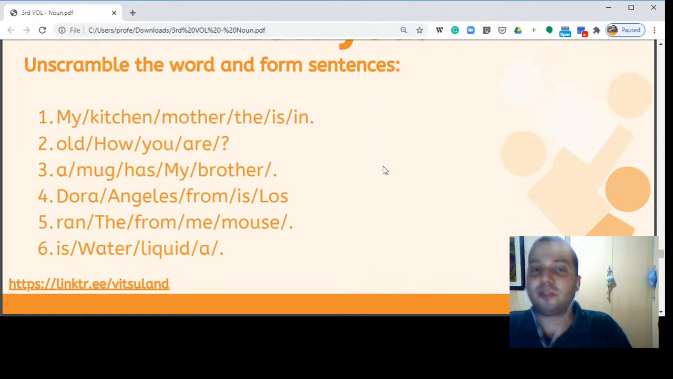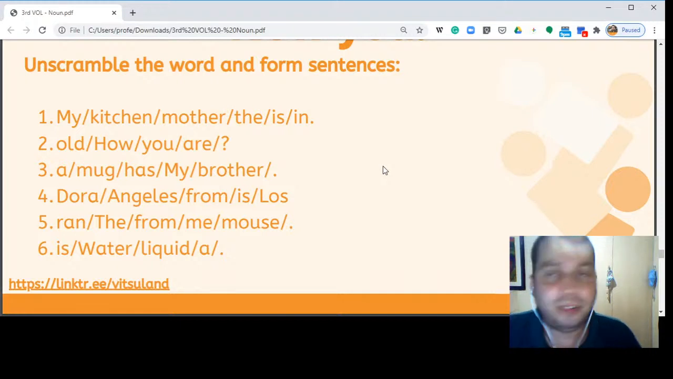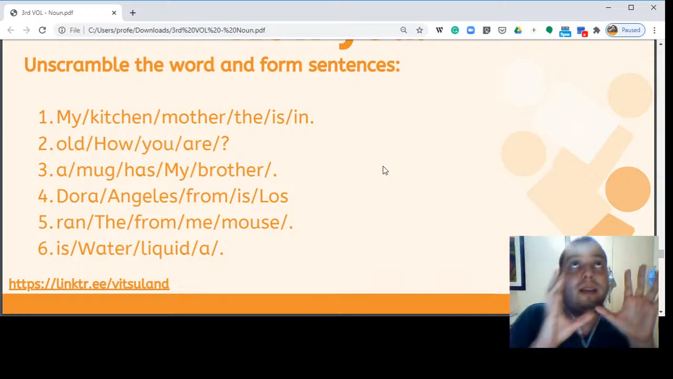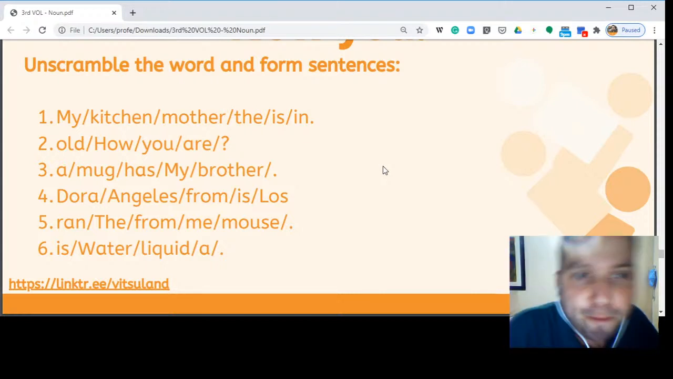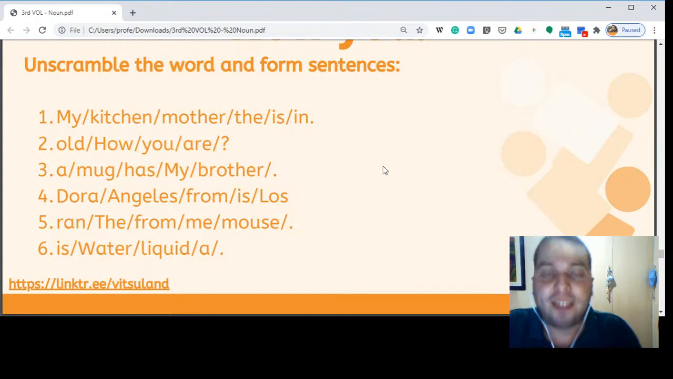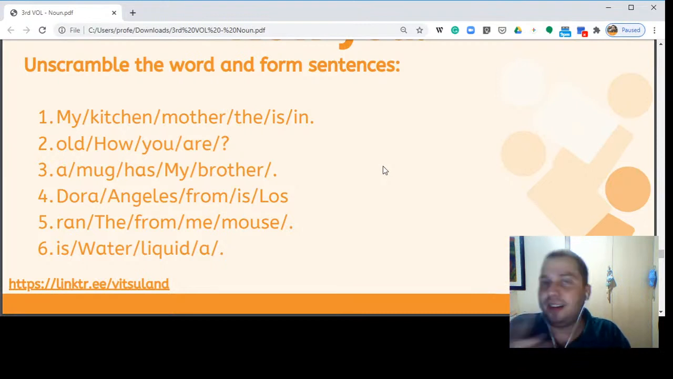Now we have these unscramble the words and form sentences. I love this exercise because it helps us to fix and to understand the collocations and the way the sentences are formed in English. So, my kitchen, mother, the is in. In this case, we can say, my mother is in the kitchen. My mother is in the kitchen.